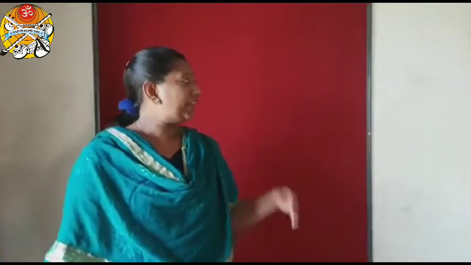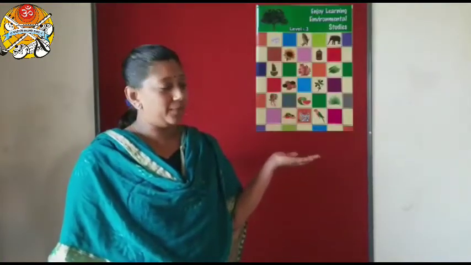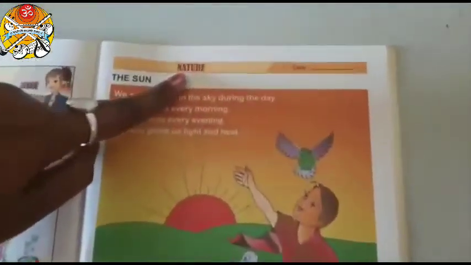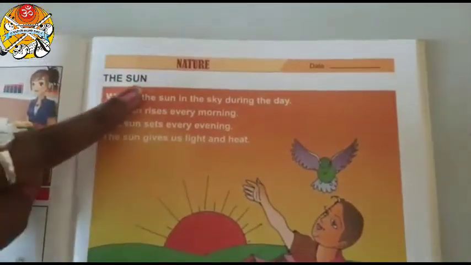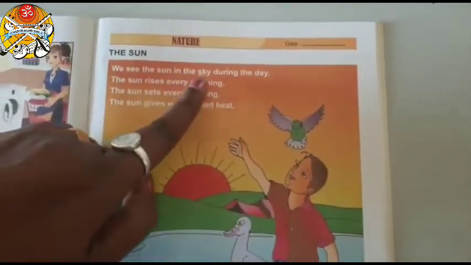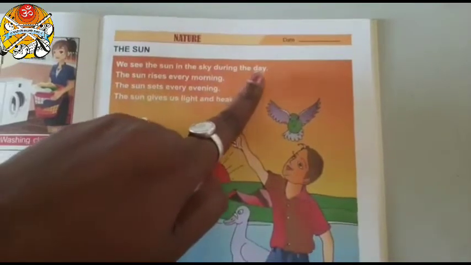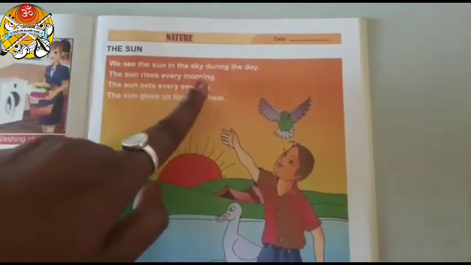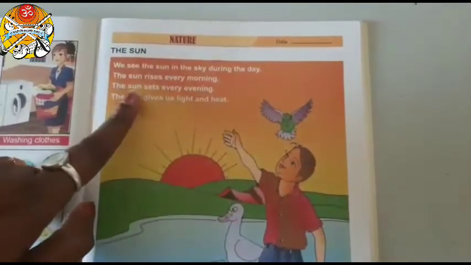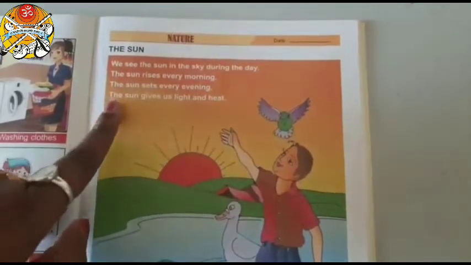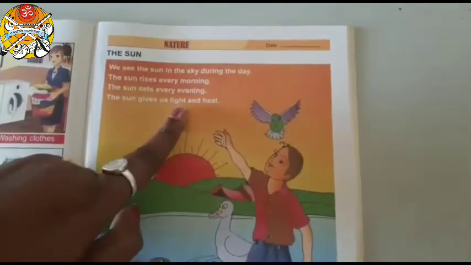Now open your EVS activity book, page number 65. Let's read. Topic is nature. The sun. We see the sun in the sky during the day. The sun rises every morning. The sun sets every evening. The sun gives us light and heat.